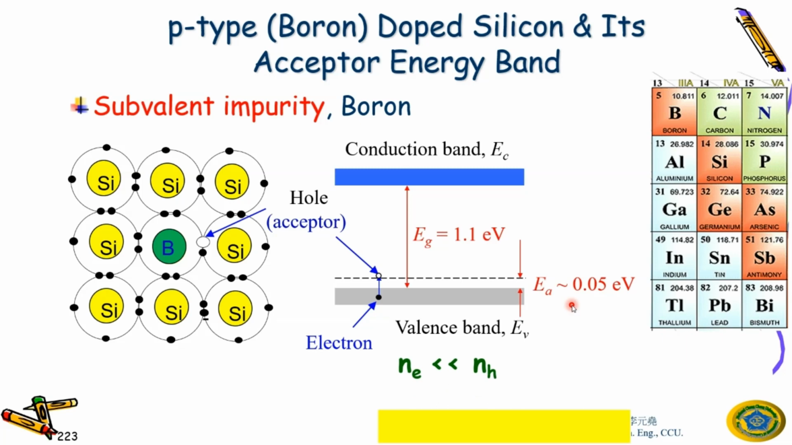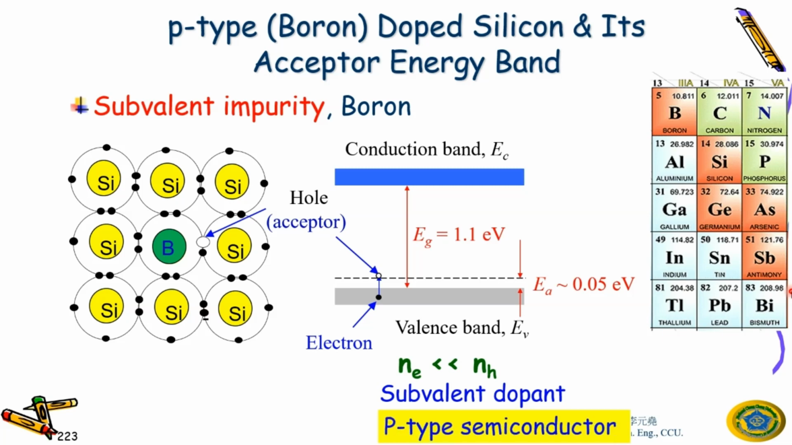However, the number of electrons is much, much less than the number of electron holes. So this is what we call a subvalent dopant. And this is what we call a P-type semiconductor. P stands for positive, in contrast to the negative of the electron. So we call it a P-type semiconductor. Are you with me so far? Yes, right? This is not difficult at all.